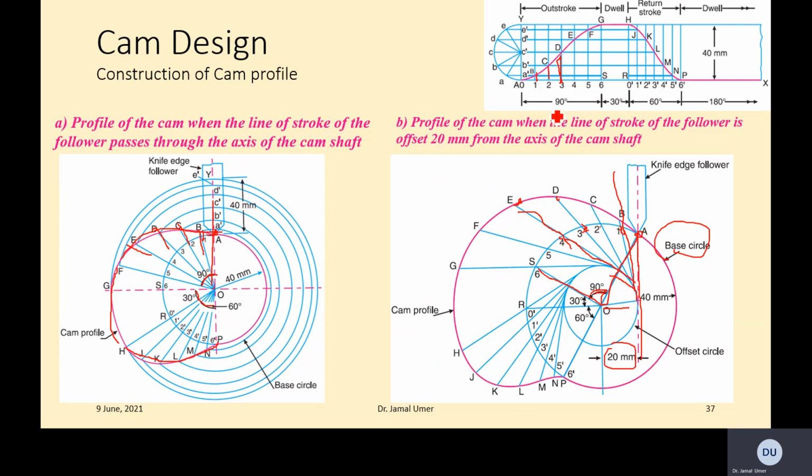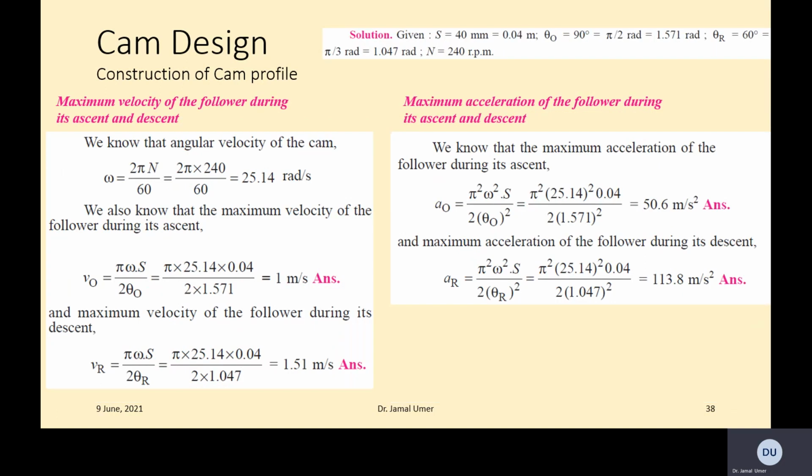Then you just freehand connect those points. You see, because it has a different angle for forward and return, with 90 and 60, the return has a different profile. For outward and return, both are different profiles. Then there is some extra work you need to do.